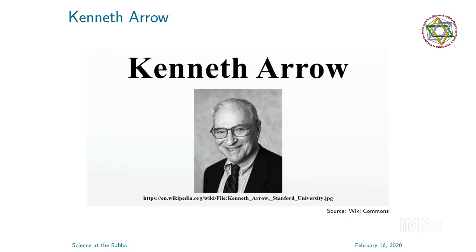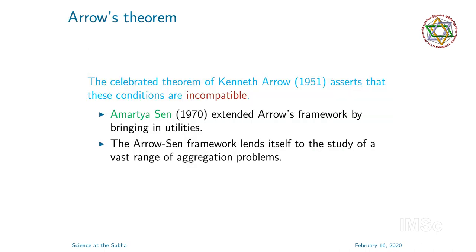These are the conditions that were put forward by Kenneth Arrow, who studied this in 1951. This is the celebrated theorem of Kenneth Arrow, which showed that these conditions are incompatible. Once again, inconsistent is the term that I would use. These are conditions on functions, not propositions of the kind that I talked about. In any case, this is a kind of impossibility theorem that you have again, right?